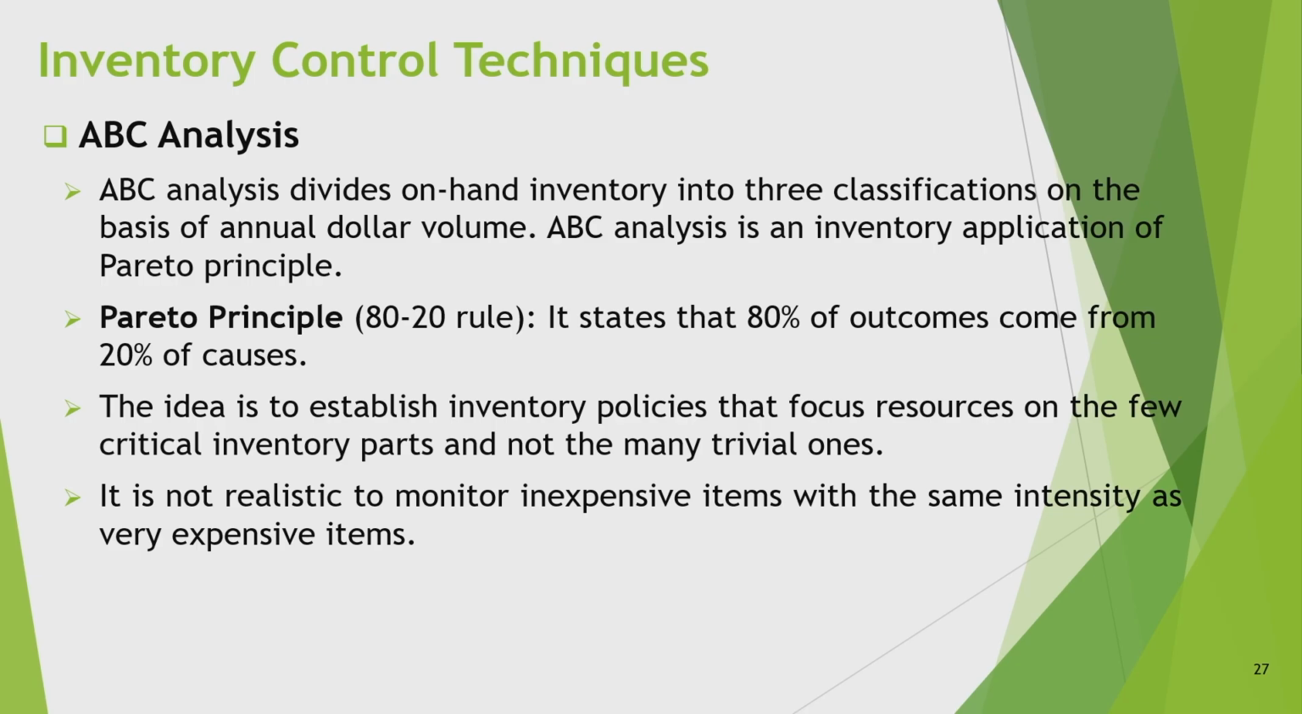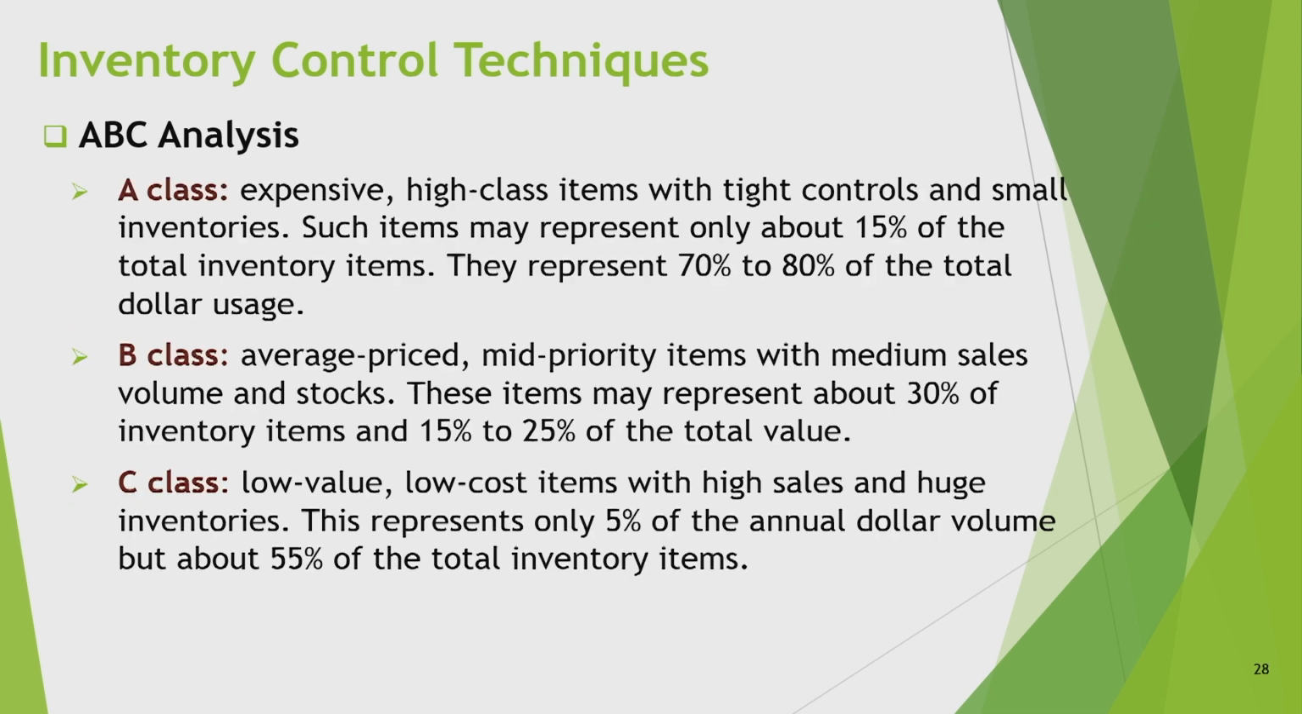Pareto was an economist. He gave a principle, the 80-20 rule. It states that 80% of outcomes come from 20% of causes. So the idea is to establish inventory policies that focus resources on the few critical inventory parts and not the many trivial ones. It is not realistic to monitor inexpensive items with the same intensity as very expensive items.